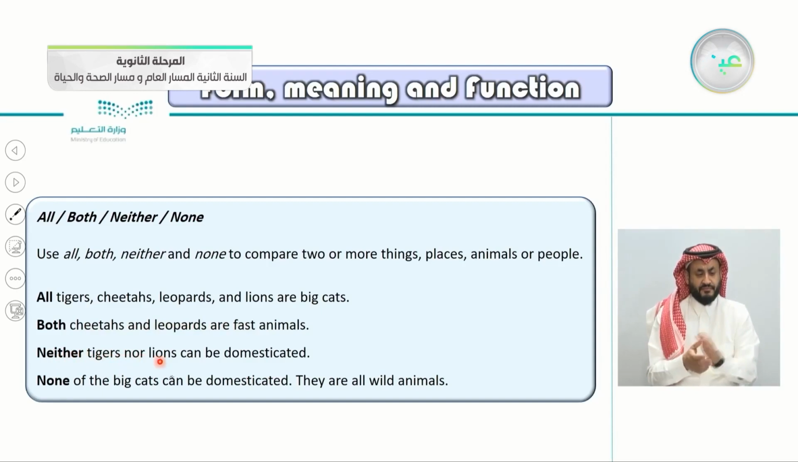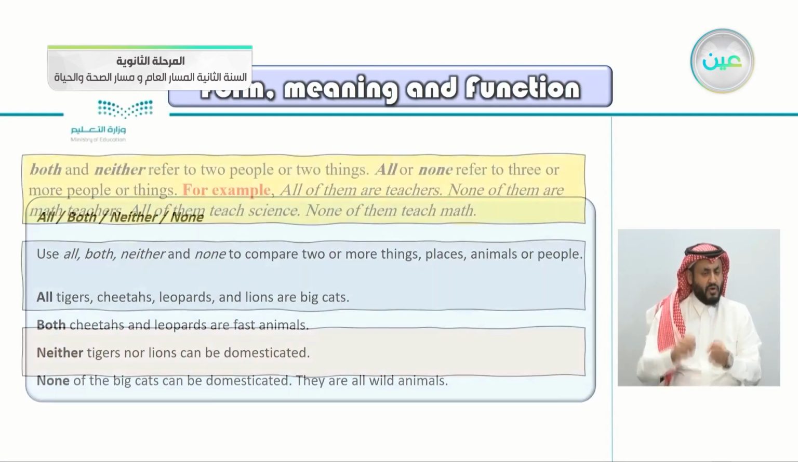Neither tigers nor lions can be domesticated. So neither and both, only 2, not more than 2. Both, when it's affirmative, both cheetahs and leopards. Neither if it is negative. Neither tigers nor lions can be domesticated. So both and neither, only 2. None of the big cats can be domesticated. They are all wild animals. So all and none, 2 or more, both and neither, just 2.